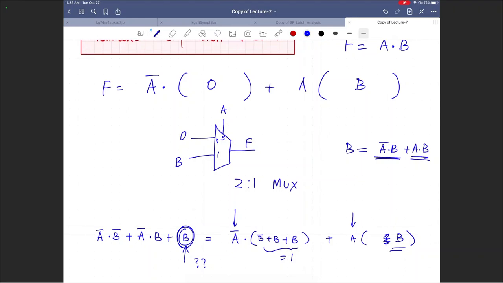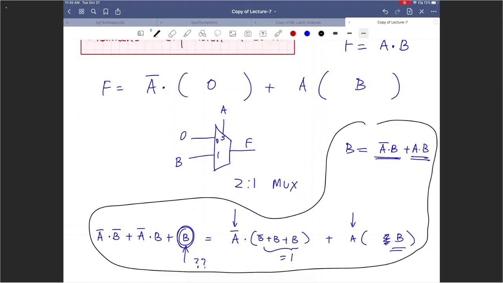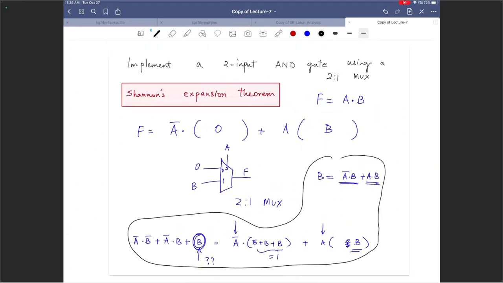Yes, multiply by A or A complement. You guys see it? So sometimes that might happen as well. If you have a term that does not have the expansion variable, you just simply put it in both the terms, both the top and the bottom inputs. So let me kind of separate this out and let's move on.